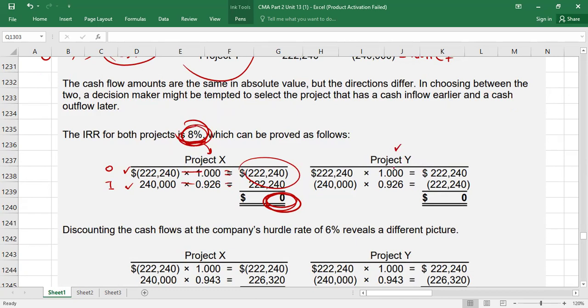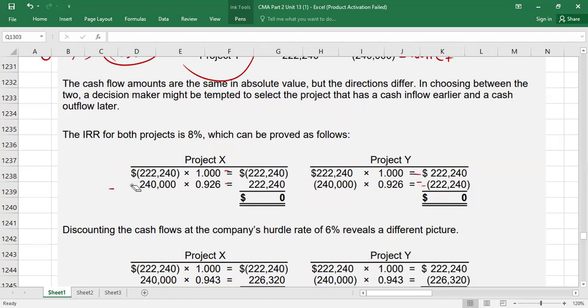Same here for project Y. We took the Y cash flows, first inflows, then outflows. At 8% as the cost of capital, in year 0 the factor is always 1, and in year 1 this is the value. Once you multiply, you get these present values and again NPV is 0 at 8%. It means for both projects the IRR is 8%. Understood? So far it is clear. Now I'm just adding some extra information with this example.